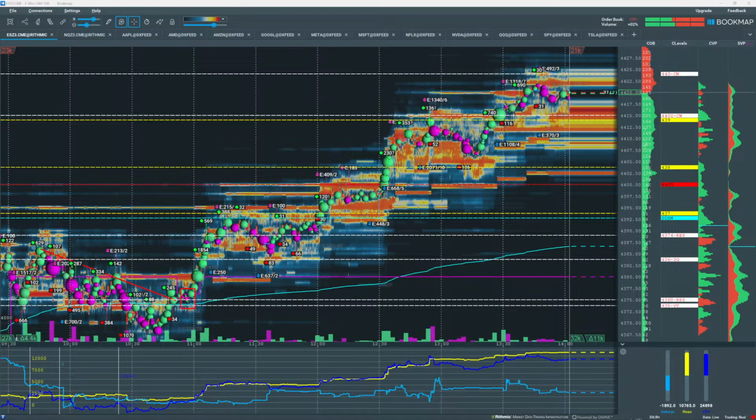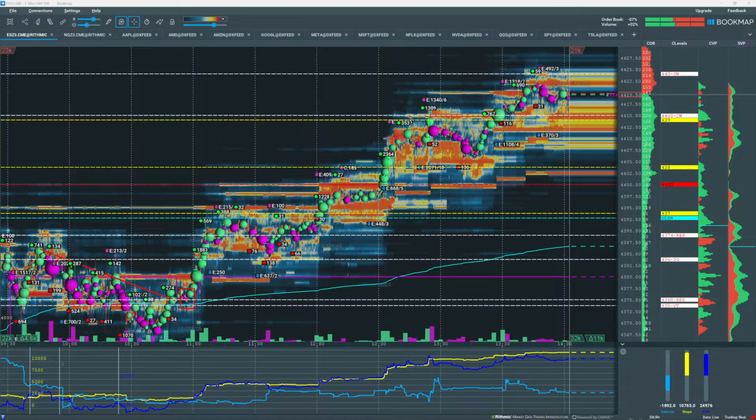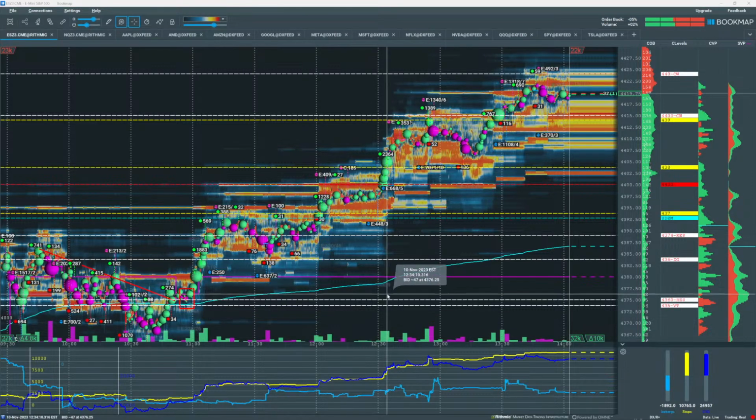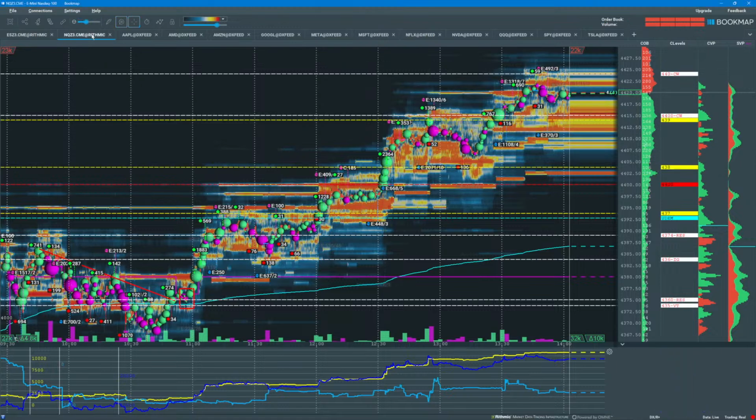And right now ES is trading between the SPX 4400 call wall and the SPY 440 call wall. All right, so that's the S&P 500 setup today. Again, pretty clear in Hero as well as Bookmap. All right, let's take a look at Nasdaq.